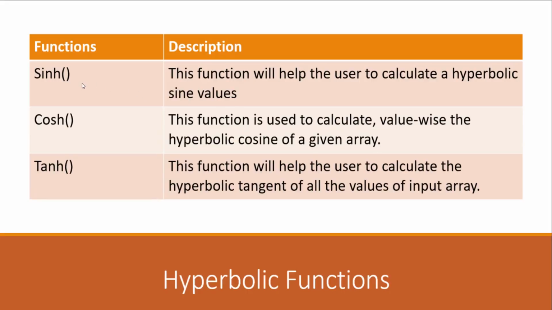So our first function is sinh, that means sine hyperbolic. So this function will help the user to calculate a hyperbolic sine of the values, and it will check the condition. If the number argument is negative or positive, then this function will easily return the sine value. Our next function is cosh. This function is used to calculate the value wise hyperbolic cosine of a given array. Our last function is numpy.tanh. So this function is used to calculate the hyperbolic tangent for all the values of the input array and assign as an argument. Now let us take an example to understand the concept of these hyperbolic functions.